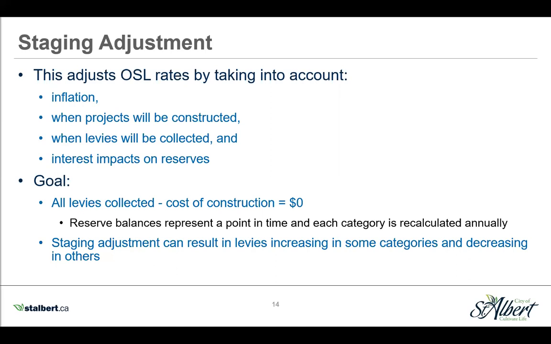So the staging cost adjustment will determine how much the rates have to be adjusted to deal with the impacts of staging, so that at the end of the 25-year development timeframe, the reserve balances are at zero. Sometimes that staging adjustment will result in levies increasing in some categories and decreasing in others. Using that 25-year development timeframe may cause some rates to fluctuate, as it is influenced by the timing of construction and the introduction of more annual costs the closer a project comes to being constructed, and how many projects have project costs outside the current 25-year development timeframe.